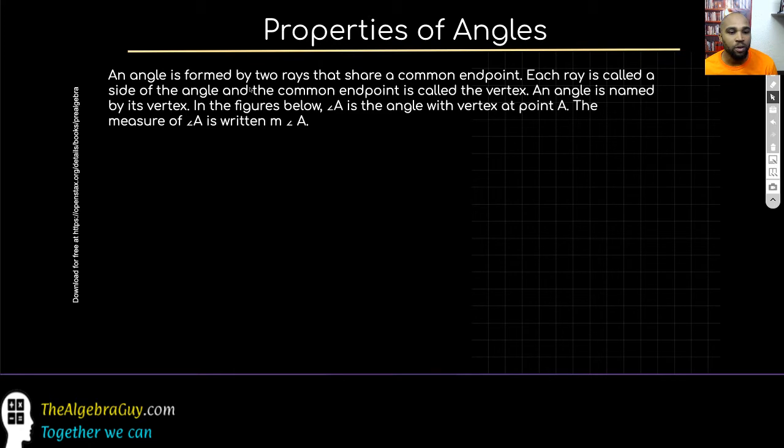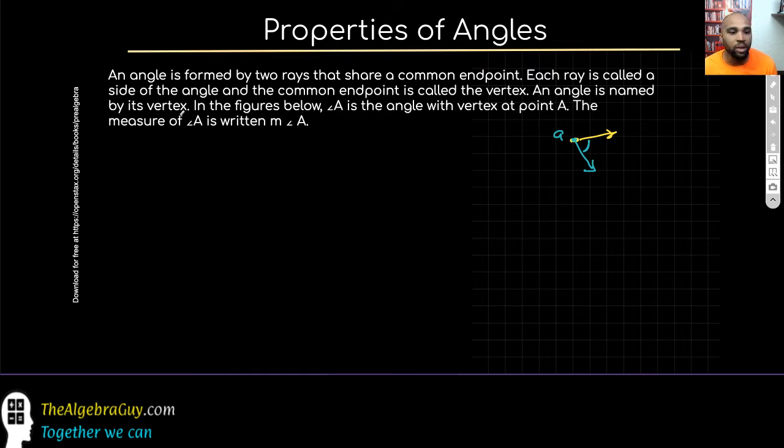So an angle is formed by two rays. What is an angle? An angle is formed by two rays. If you remember what a ray is, or if you don't know, it just has an endpoint and an arrow that goes on forever. That's a ray. So an angle is formed by two rays that share a common endpoint. You have one ray there, and another ray, and they're sharing an endpoint. So that makes an angle right here. Each ray is called a side of the angle, and the common endpoint is called the vertex. So maybe we'll call this vertex A.